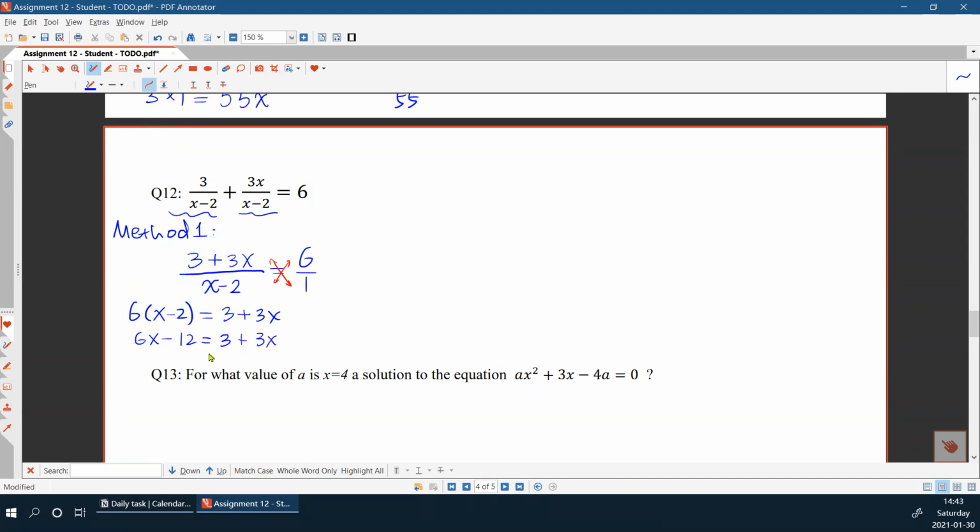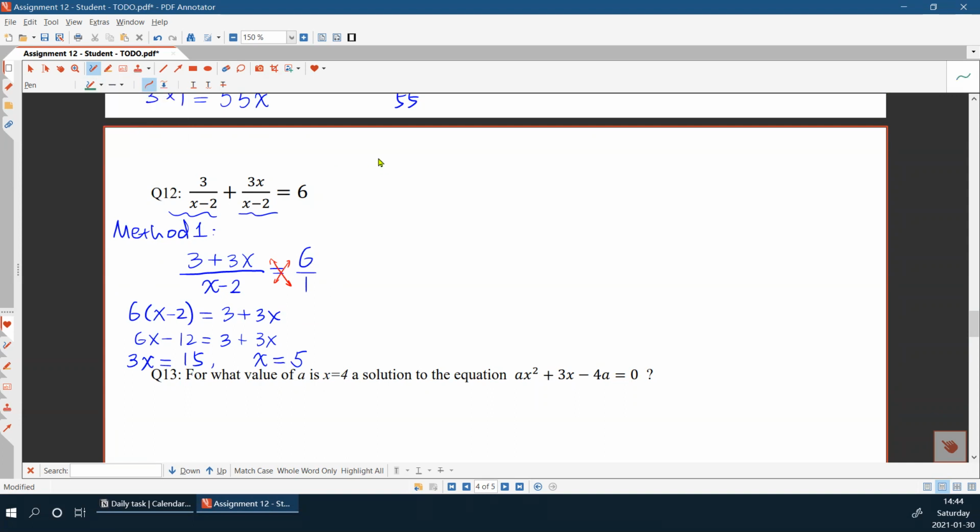And next, expand everything and merge all the x's and all the constants. This gives us 3x equals 15. And the final solution is, of course, x being 5, right? I think this is the simplest way to solve it.